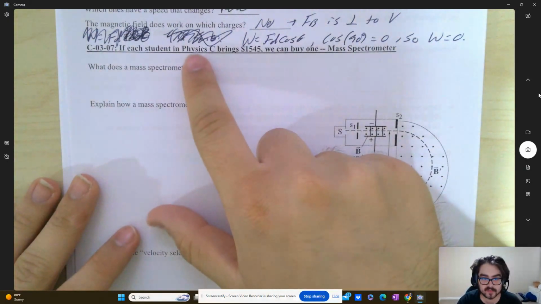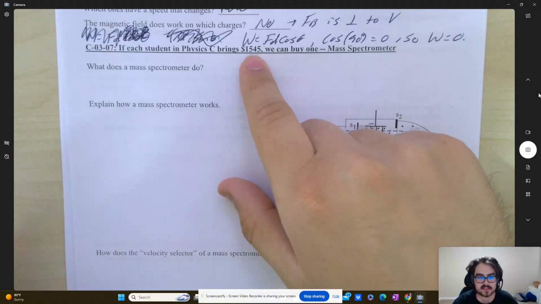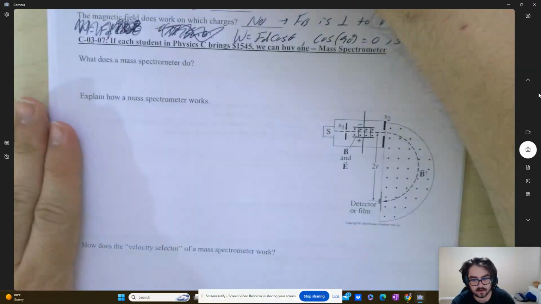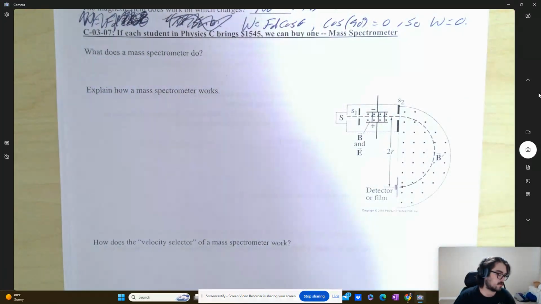I mathed it out. If every student in my Physics C class, all 50 or 60 something kids, brings $1,545, then we can all collectively purchase one. Then every student can maybe get like 2 minutes of mass spectrometer time each class period.